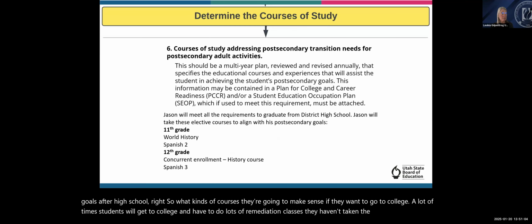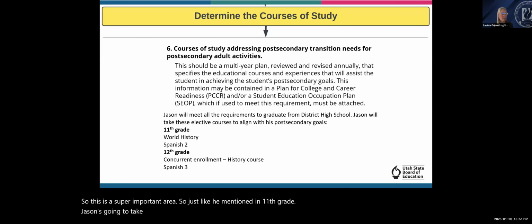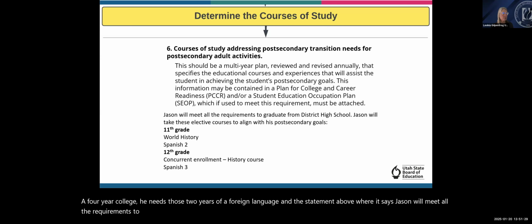So just like he mentioned, in 11th grade, Jason's going to take world history and Spanish 2, and then in 12th grade, he's going to try that concurrent enrollment college class for history, and then he's going to take Spanish 3 because he knows to get into a 4-year college, he needs those 2 years of a foreign language. And the statement above where it says Jason will meet all the requirements to graduate from district high school, Jason will take these elective courses to align.